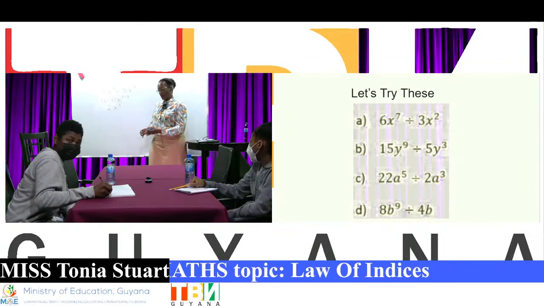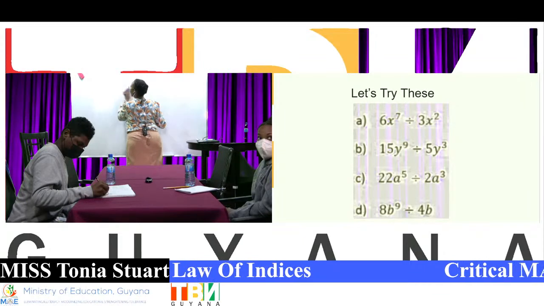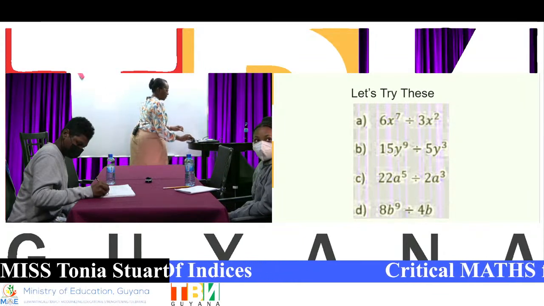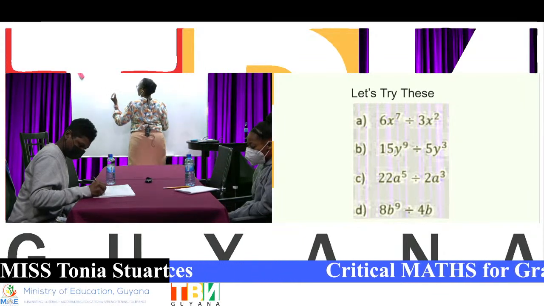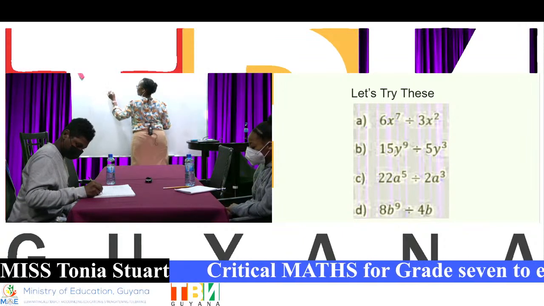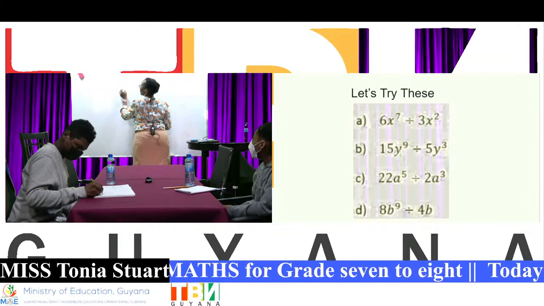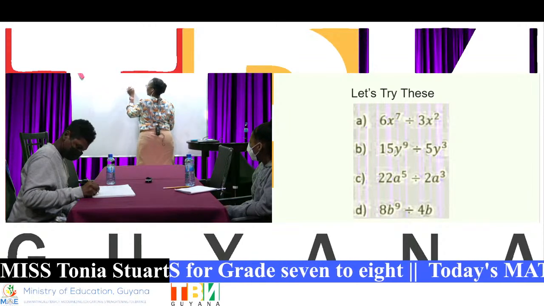Right, great. So let's go for the other one. 15y to the 9th power divided by 5y to the 3rd power. Great, let's go.